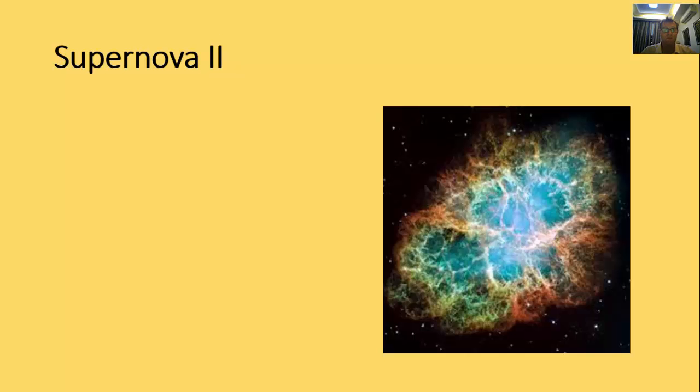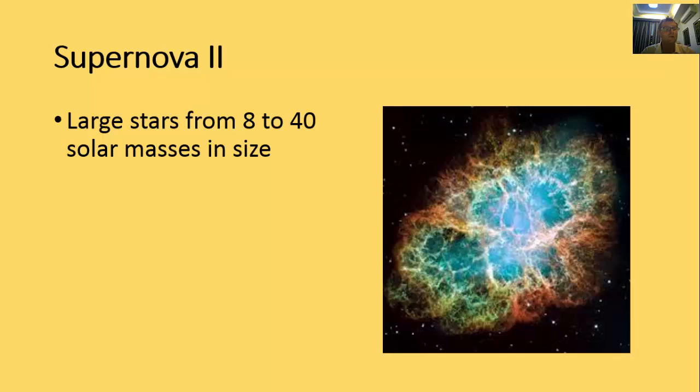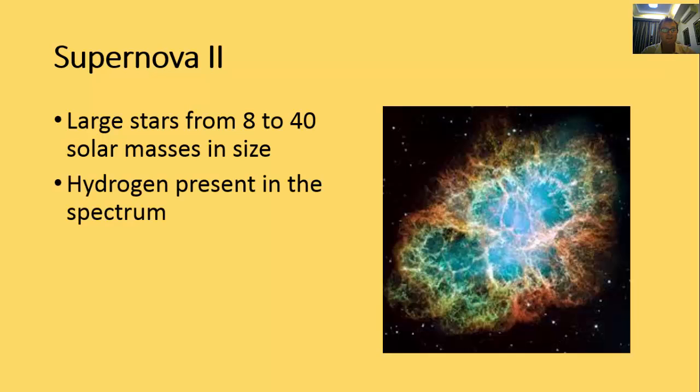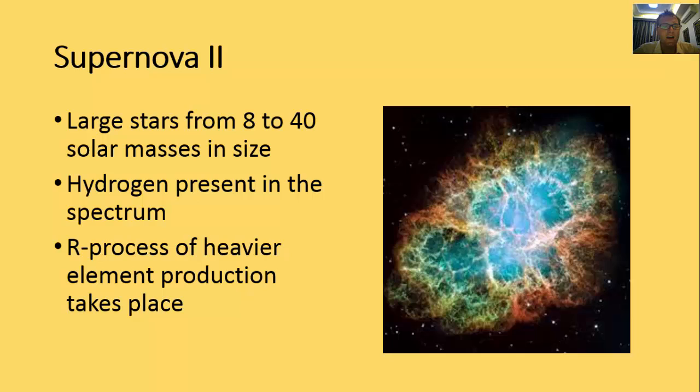Type 2 supernovae come from large stars from 8 to 40 solar masses in size. A type 2 supernova is actually defined by the presence of hydrogen in the spectrum. That means there is some hydrogen left, and we can pick that up in the spectrum. If that is present in the spectrum we observe of a supernova, it's known as a type 2 supernova. And this is where the r-process of heavier element production takes place. The r-process stands for rapid process.